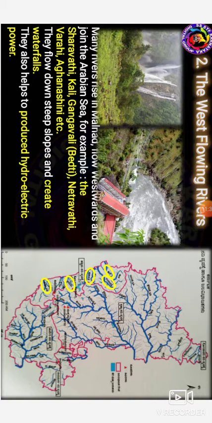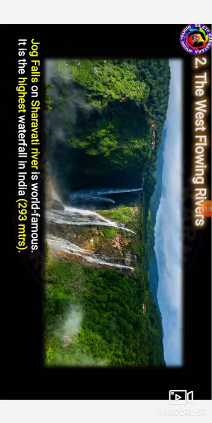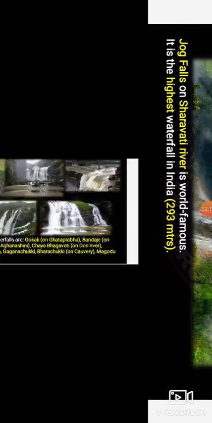So these are all the main rivers flowing west. They flow down steep slopes and create waterfalls, and also help to produce hydroelectric power in Karnataka. And we have to know Jog Falls, on the Sharavati River, is world famous. It is the highest waterfall in India, falling 293 meters.